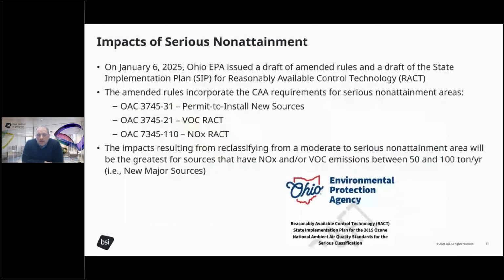So now I want to move to discussing potential impacts to companies within the Cleveland nonattainment area based on the current regulations as well as the proposed revisions to those regulations. On January 6th, the Ohio EPA made available a draft of amended rules required under the Clean Air Act due to the reclassification to serious nonattainment, and a draft of the State Implementation Plan, or SIP, for reasonably available control technology, RACT, that's required under the serious nonattainment classification. So the amended rules are included: Chapter 23 for Preconstruction Permitting, Chapter 21 for the VOC RACT rules, and Chapter 110 for the NOx RACT requirements.